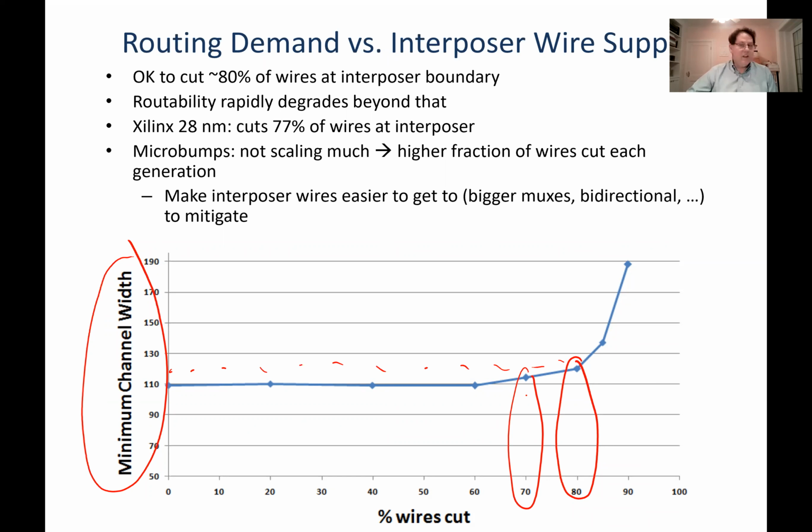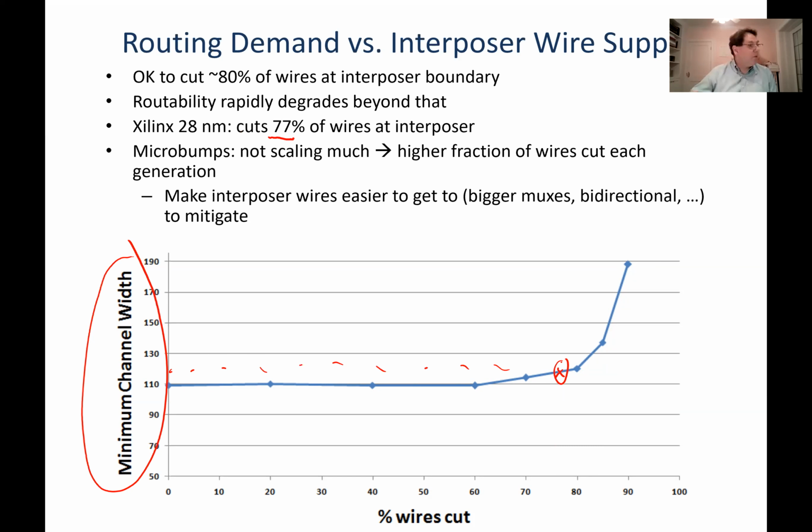So as long as the interposer provides around 20%, maybe a little more than 20%, of the wires that a regular routing channel provides, the CAD tools seem to be able to handle that pretty well. If they provide significantly less than that, the channel width starts getting bad. What this indicates is that the tools are now being limited by how many signals can cross the interposer. It's starting to become the only thing that matters. So Xilinx basically cut 77% of the wires. So they're somewhere around here, which is in the spot that looks pretty good.